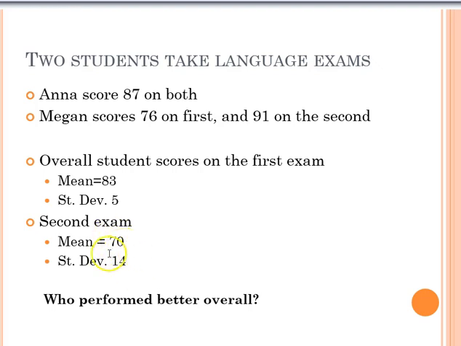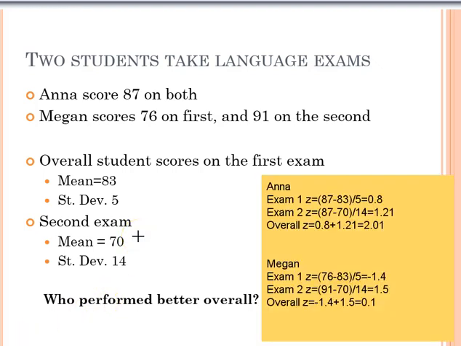The standard deviation is more spread out for that second exam, but it's less spread out for the first exam. Megan did worse on the first exam, even though it was an easier exam, and she did much better on the second exam that was much harder. Anna scored the same on both, so we want to know who performed better overall. We can compare these two students by looking at their z-scores for both exams.